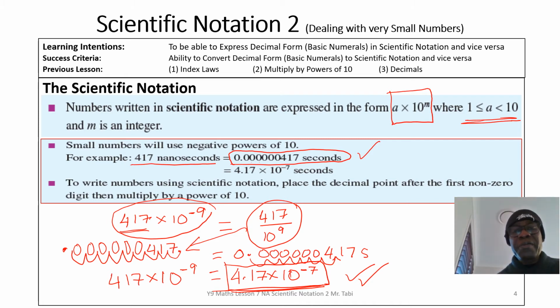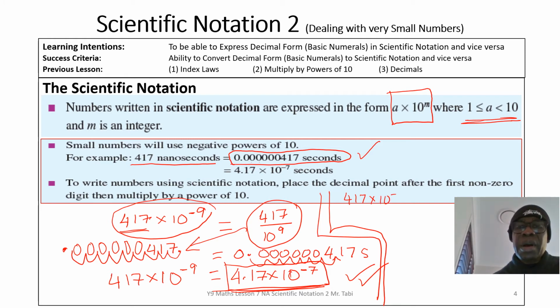In future, once you can do this very, very well, there's a simpler way of doing it. You can simply say 417 times 10 to the power minus 9 is equal to 4.17 times 10 squared, because 4.17 times 10 squared will give you 417, then times 10 to the power minus 9. So that's equal to 4.17 times 10 to the power 2 minus 9.